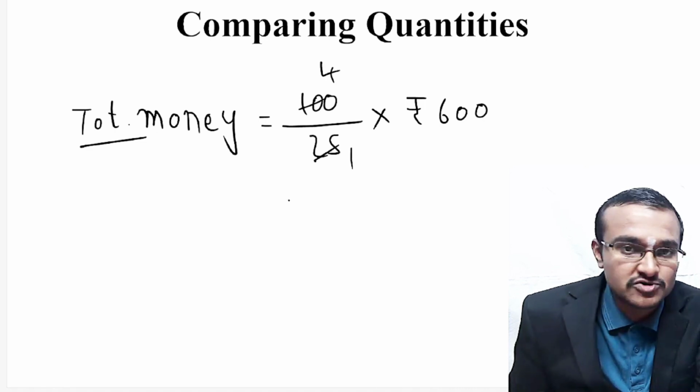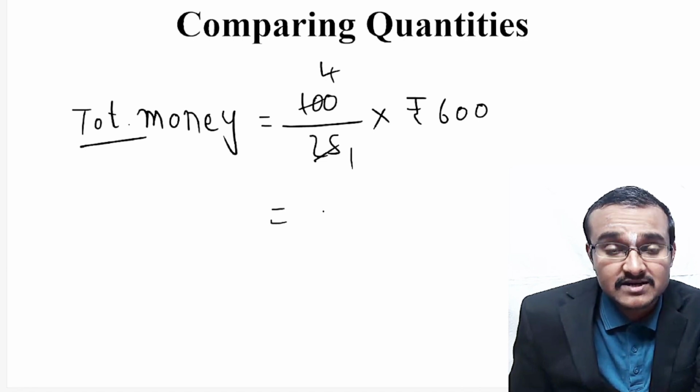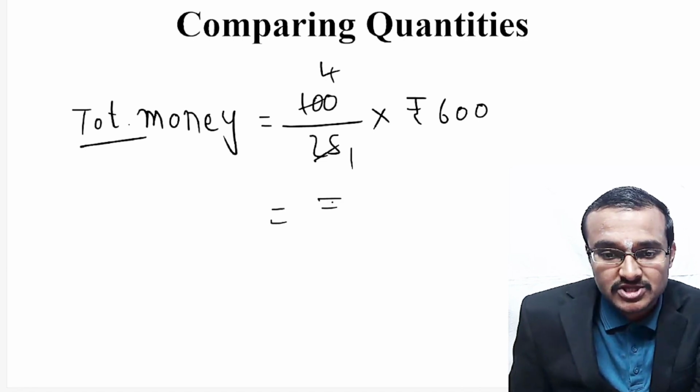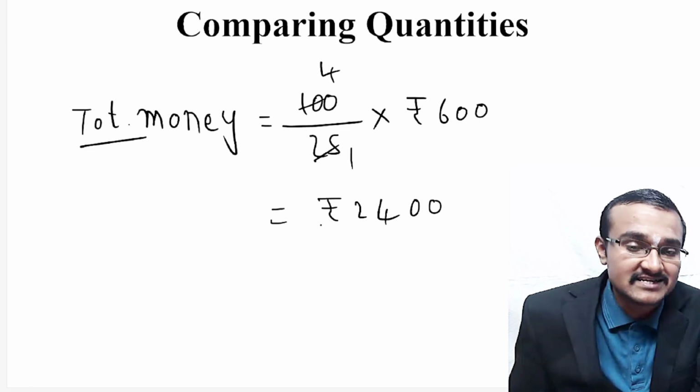25 ones are 25, 4s are 100. So 4 into 600 is actually 6 4s are 24, so 2400 rupees she had initially.